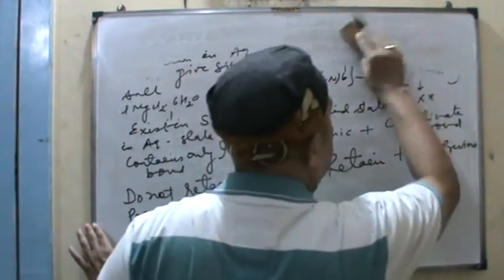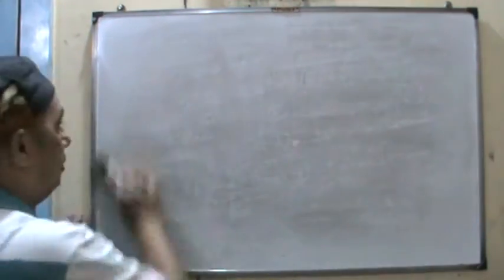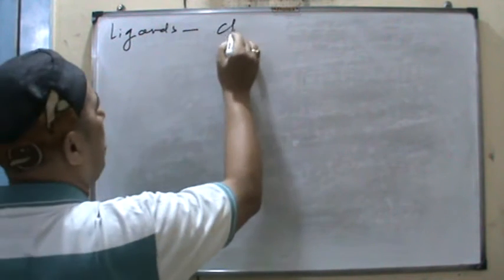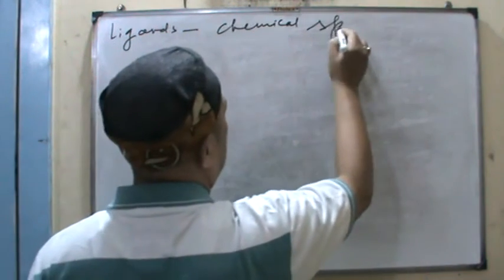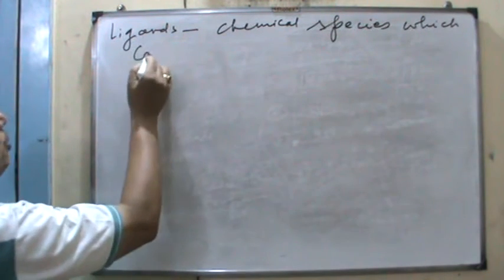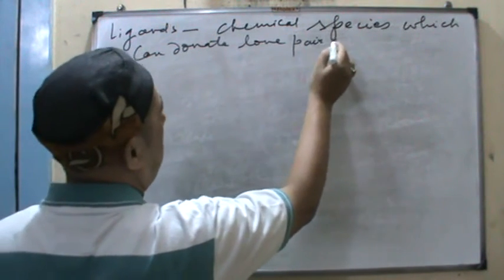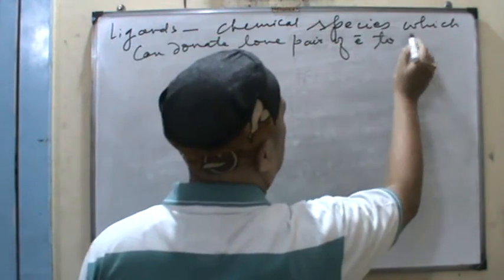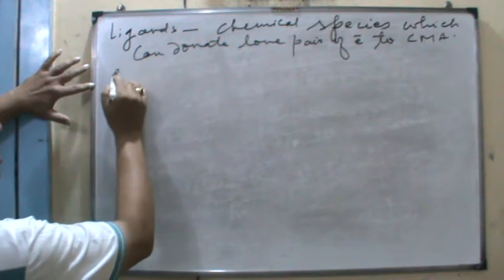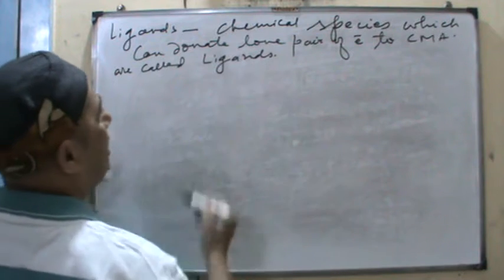Now, next is the, you can see, ligands. Those chemical species which can donate lone pair of electrons to the central metal atom or ion are called ligands.